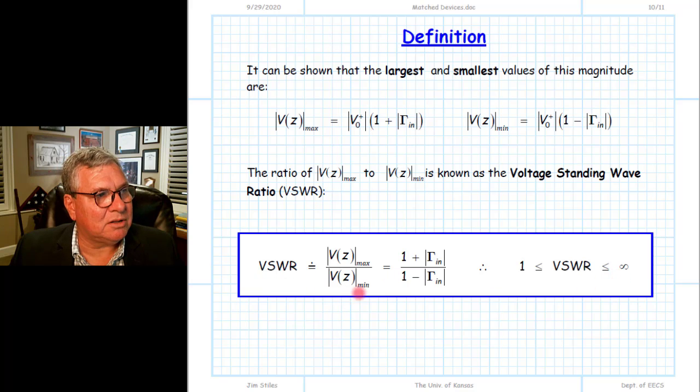Again, VSWR, this is a very literal description of a measurement that was done in the early days of radio engineering. And again, this is really why it works. This is what they were measuring at that time, a value that depends on the magnitude of gamma in.